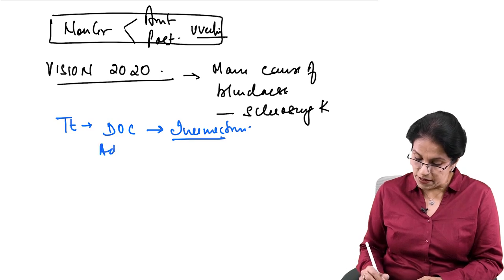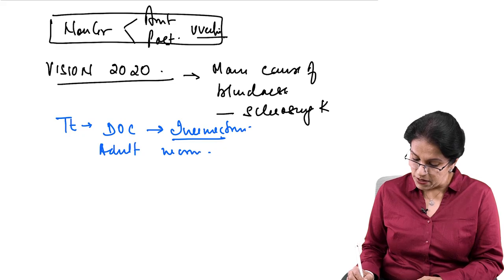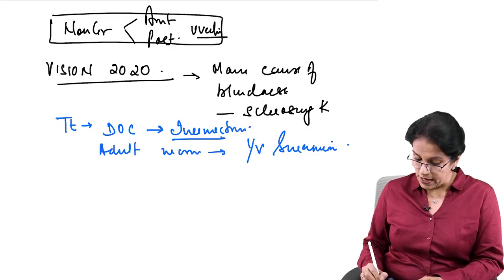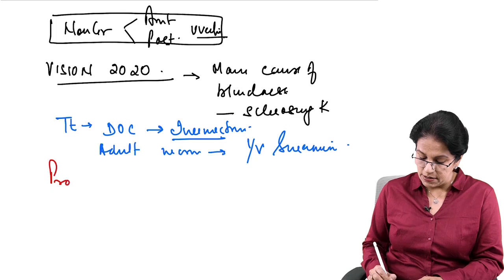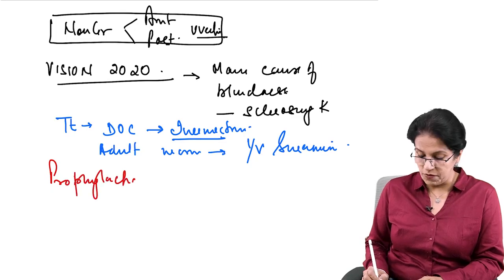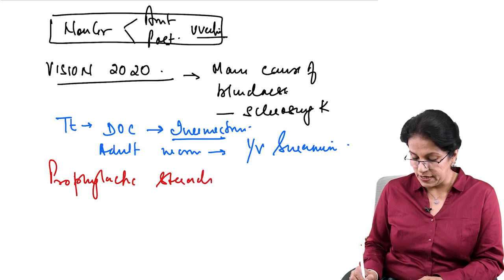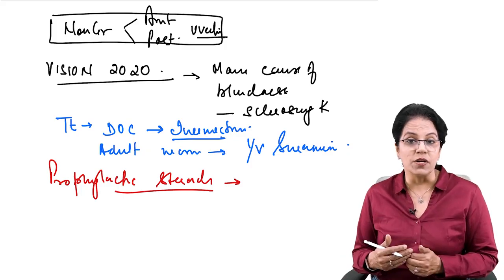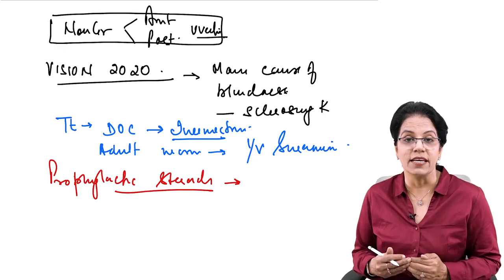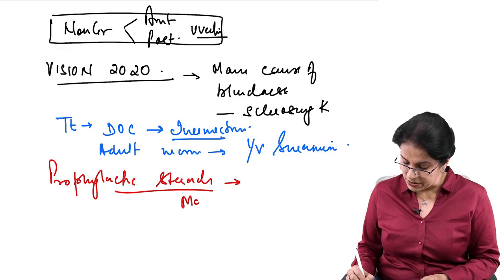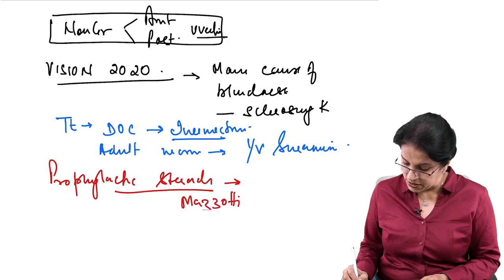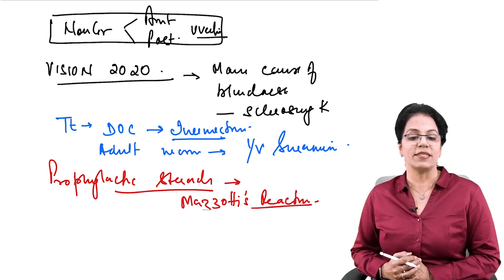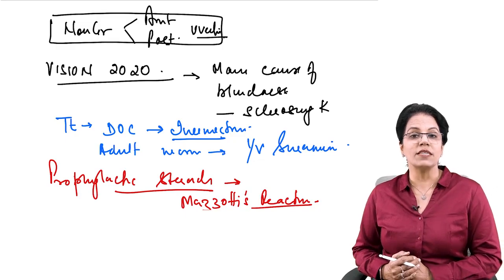For the adult worm, what will you give? For the adult worm, what we give is IV suramin. And of course, when this is happening, there will be a lot of inflammation. So we have to go for prophylactic steroid treatment, right? Prophylactic steroids are given so that the severe reaction and inflammation is controlled. Otherwise, it can even be life-threatening. What is that called? Mazzotti reaction. Okay? So, Mazzotti reaction is when you are treating this condition, there is a severe inflammation and that becomes life-threatening. That is what is called Mazzotti reaction.